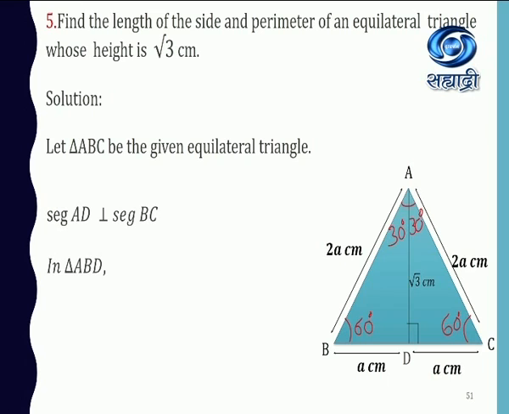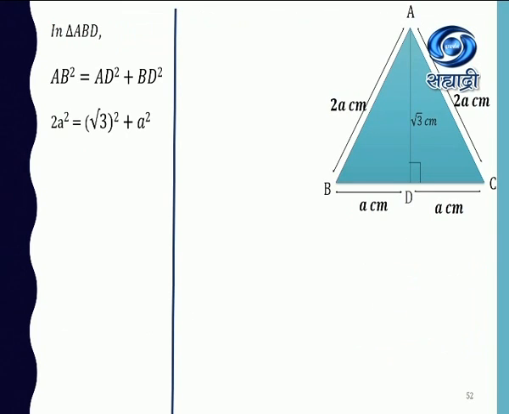Find the length of the side and the perimeter of an equilateral triangle whose height is root 3 centimeters. Here, triangle ABC is an equilateral triangle, so all three angles are 60, 60, 60. AD is perpendicular to BC. Because of that perpendicular, if we consider the single triangle ABD, one angle is 90, one is 60, so the third one has to be 30 degrees. Considering our application of Pythagoras, AB square is equal to AD square plus BD square.